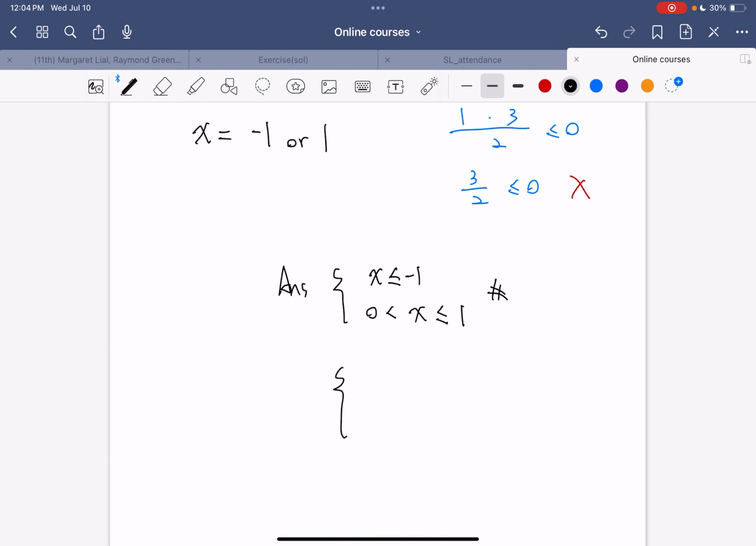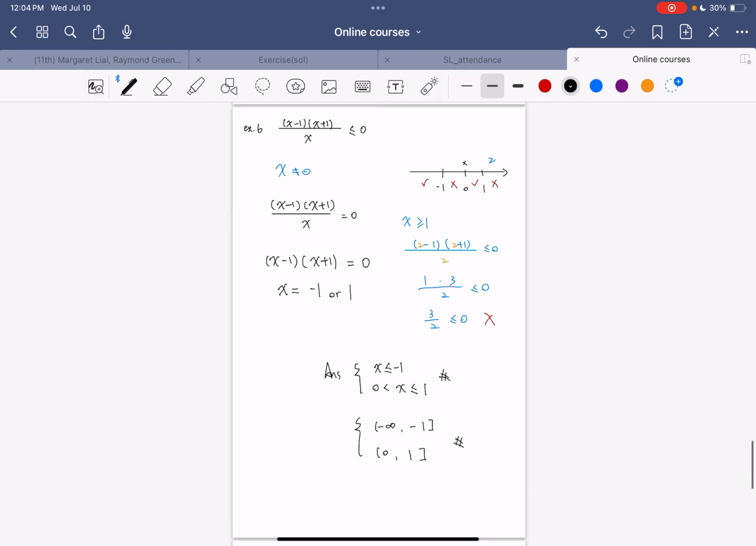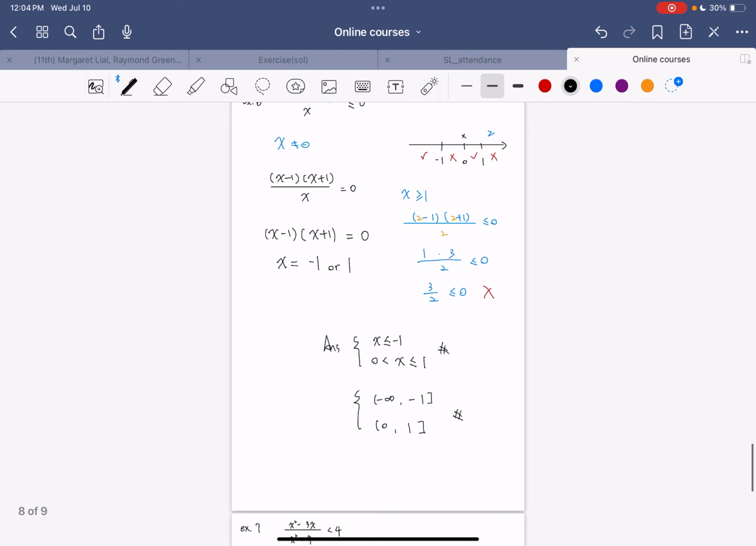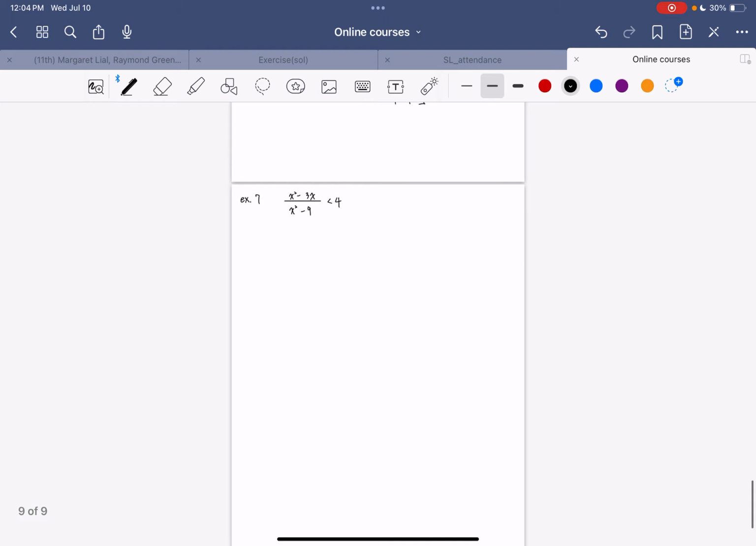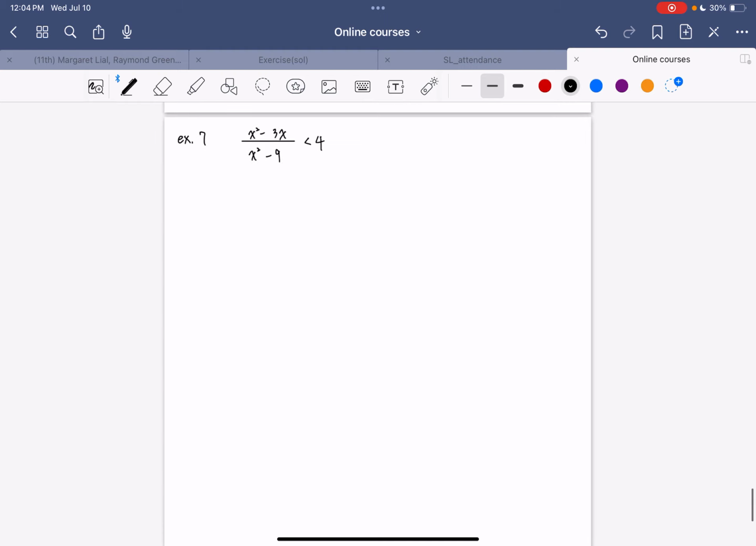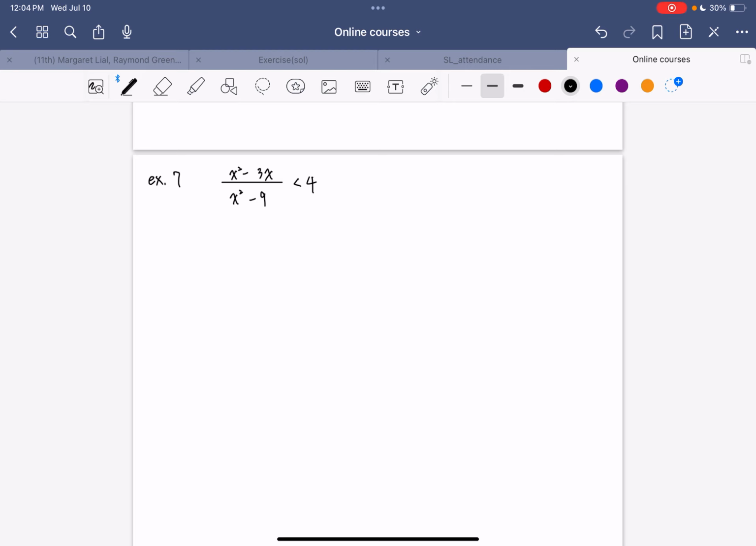And the other way to represent this is negative infinity, -1 with different mark, and 0 not included, 1 included. The other way to show the answer. Okay, and then we move on to the last example in this section.